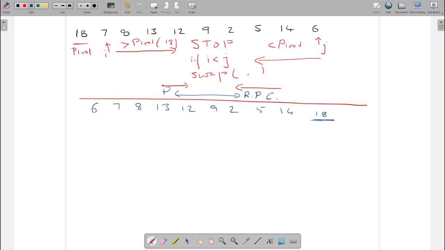What it has done is, it has created two partitions, right? Right partition has no elements because 18 is the biggest element. Left partition has got 6 to 14. And now we need to start with this smaller partition, and 6 becomes the pivot element. 7 becomes the ith element and 14 becomes the jth element.